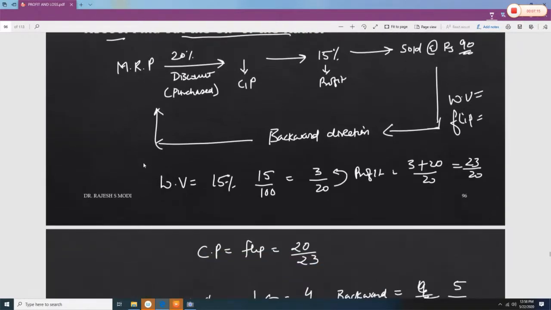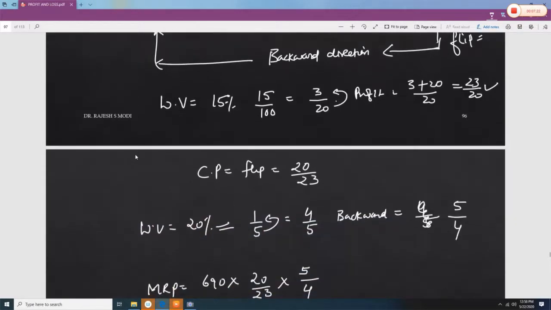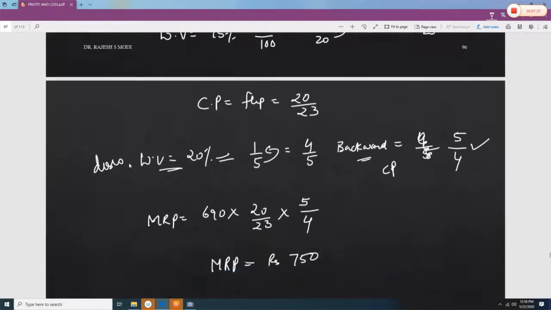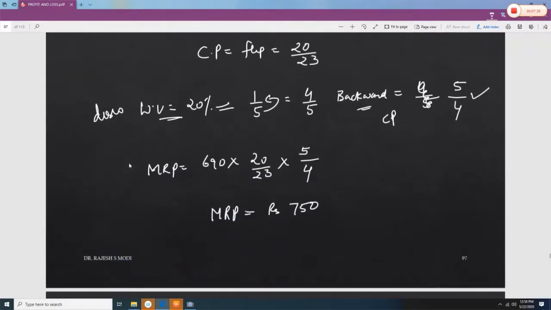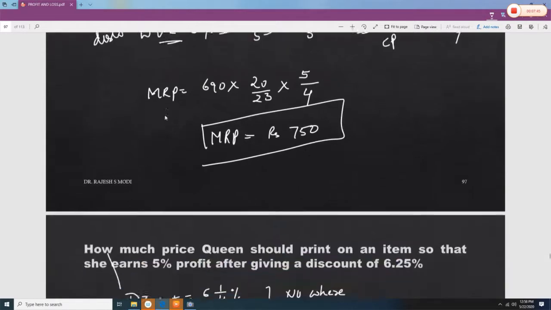So 15% is equal to 3 divided by 20, so 23 divided by 20. So CP is 20 over 23. And 20% discount means 1 over 5, and it is a discount, so it is 4 over 5. And we are going to find out the CP, which is backward calculation, so it is 5 over 4. Now 690 into 20 over 23 multiplied by 5 over 4, so MRP will be 750.